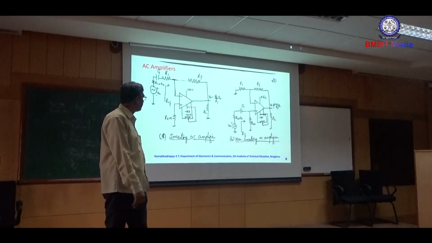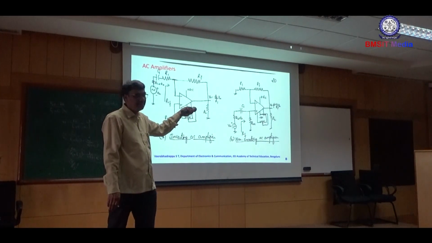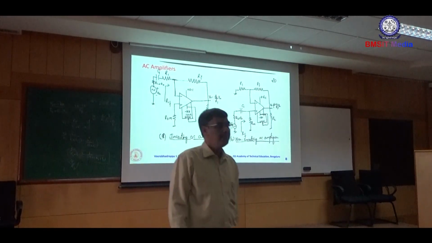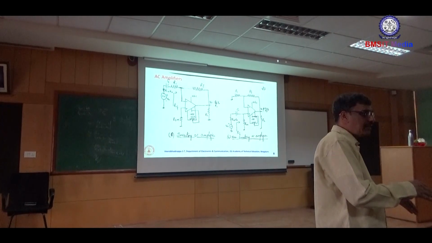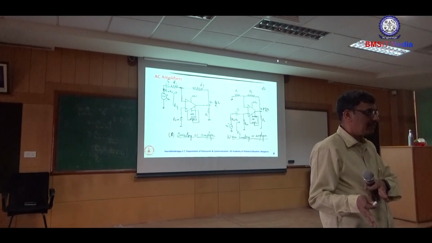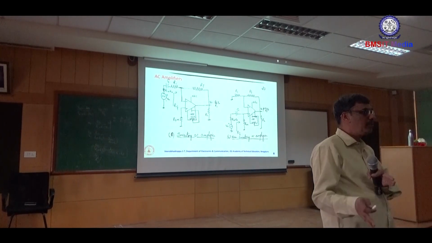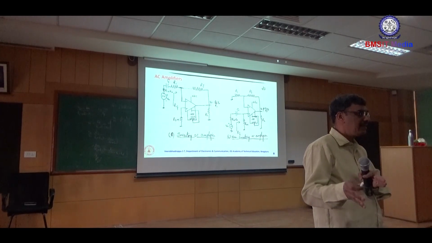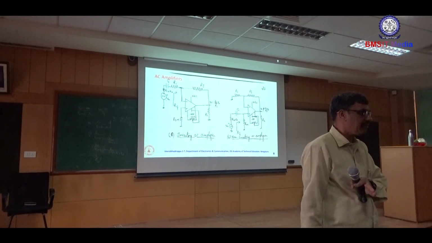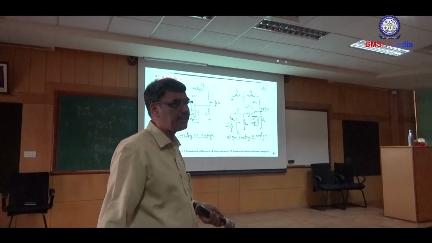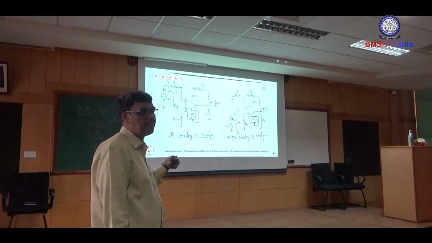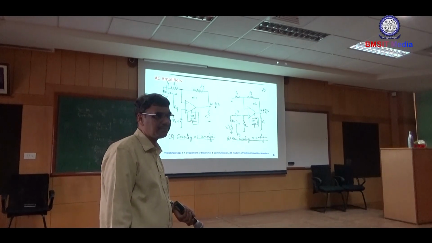Gain of the amplifier is equal to 1 plus RF by R1. This means under the DC condition, the gain of the AC amplifier remains the same as the DC amplifier. The only thing is that the output voltage decreases or increases with respect to the frequency. That is about the AC amplifiers. In many applications, AC amplifiers are used.